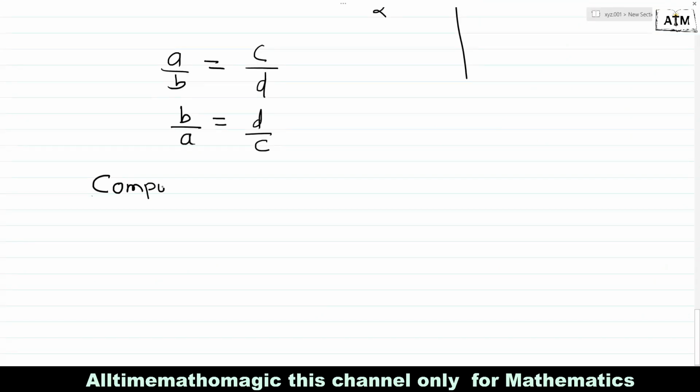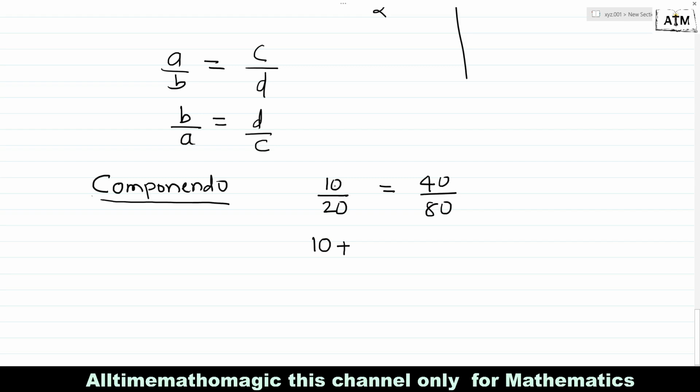Next one is componendo. Consider one example. 10 upon 20 equals 40 upon 80. Now suppose we add the denominator to the numerator. Here in the first ratio, the denominator is 20 and the numerator is 10. So we add the denominator to the numerator, keep the denominator as it is, equals 40. On the RHS also we are doing the same thing, 80 is added to the 40.